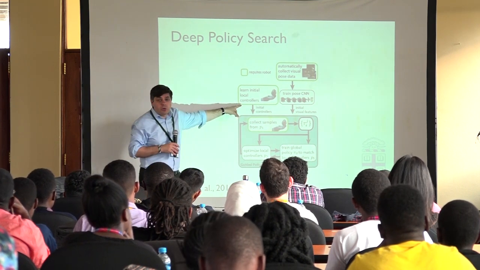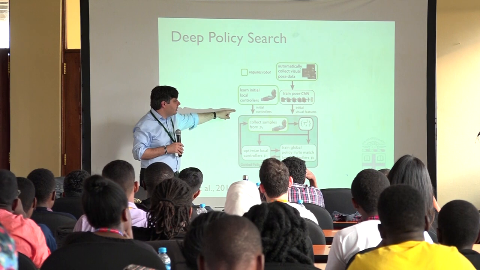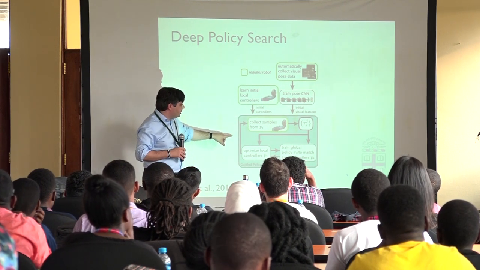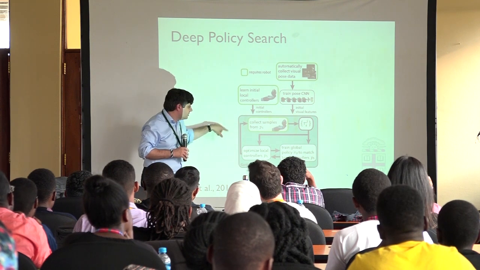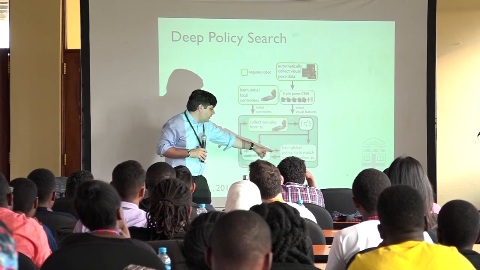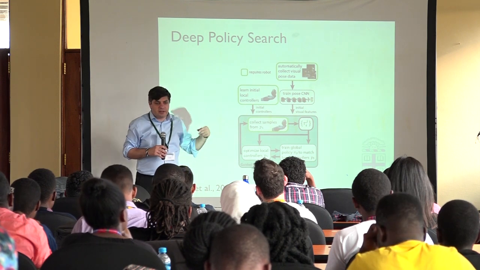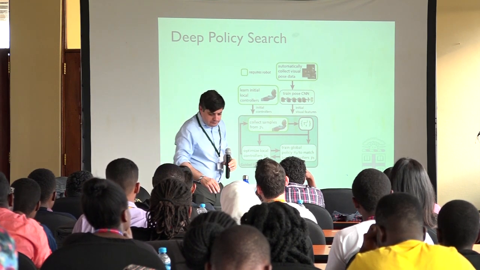And they have to learn initial local controllers first. Then there's a pose CNN, which is just a normal deep net. And then this is the online part where they collect samples, they do policy gradient, they optimize the local controllers, and they collect samples again.